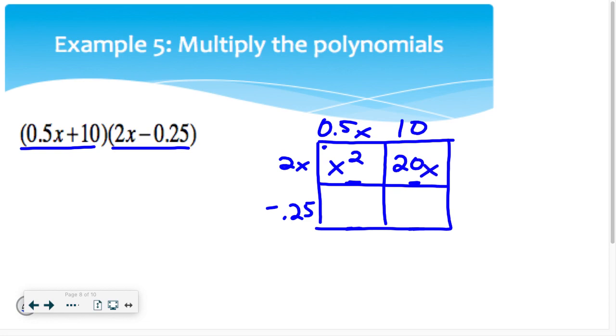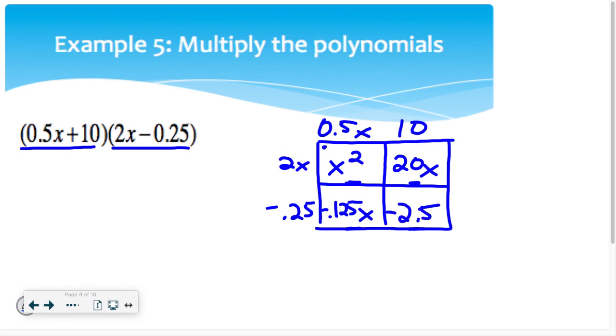0.5x times a negative 0.25, and give me a second there. I'm having a little bit of trouble remembering my multiplication. Okay, and that's going to give me a negative 0.125x.